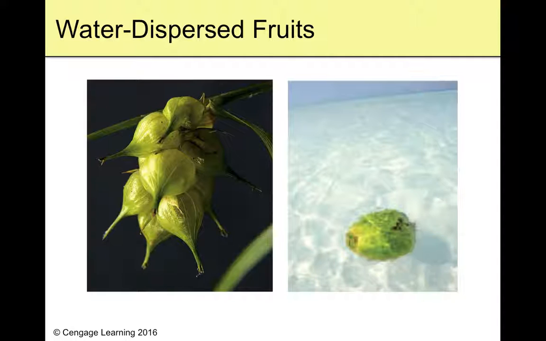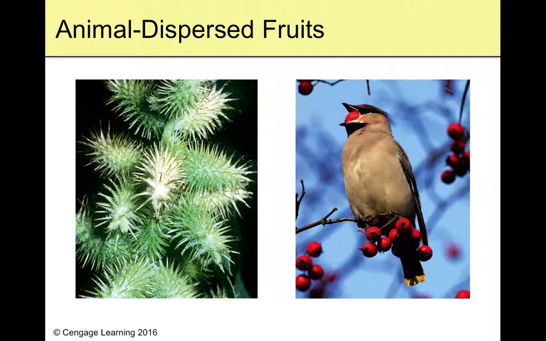Here's some water-dispersed fruits. This is a sedge in, I think, Africa. It drops the seed. The fruit will float point down until it lands in a marsh, and it'll grow next year's sedges. And this is a coconut fruit. The coconut can float in the seawater for miles and miles and plant itself somewhere different.